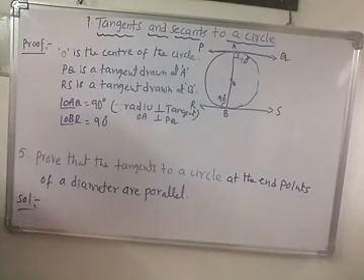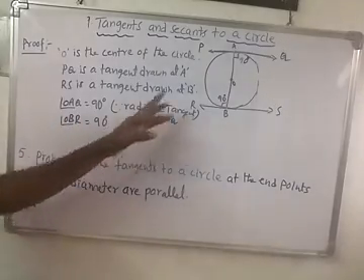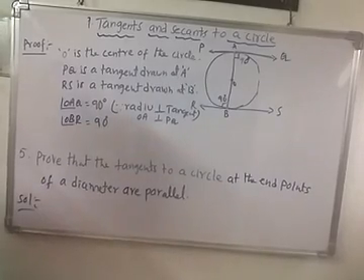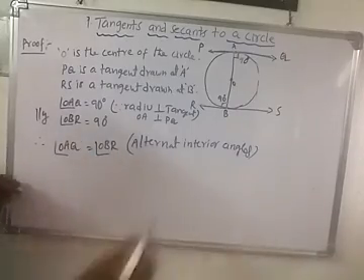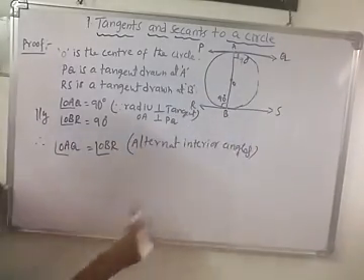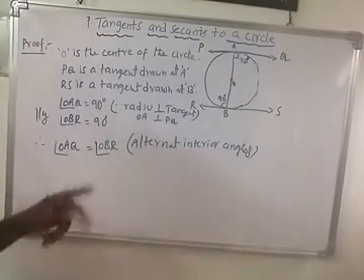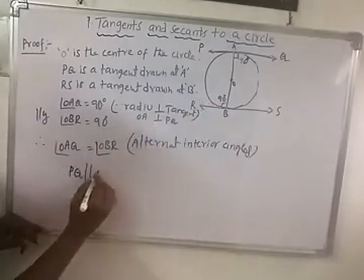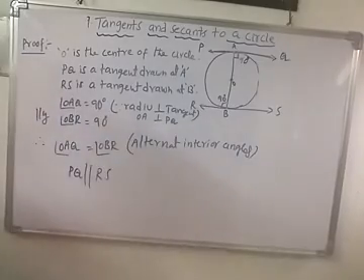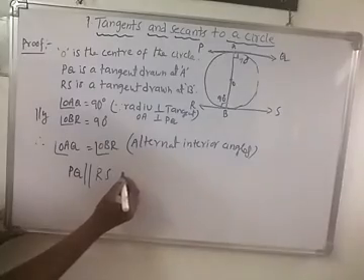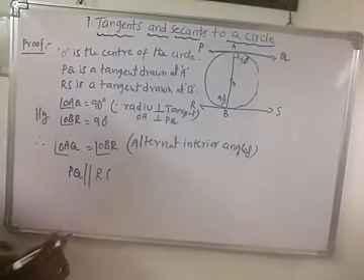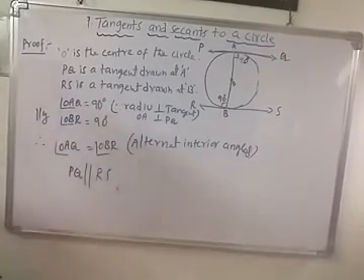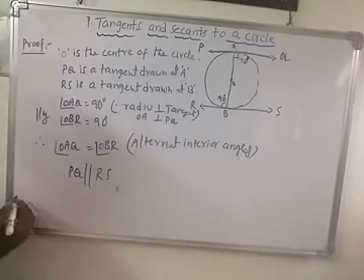So if alternate interior angles are equal, then the given lines are parallel lines. So this angle and this angle are alternate interior angles, that means PQ is parallel to RS. Because alternate interior angles are equal, the given lines are parallel. Okay? Right. Hence proved.